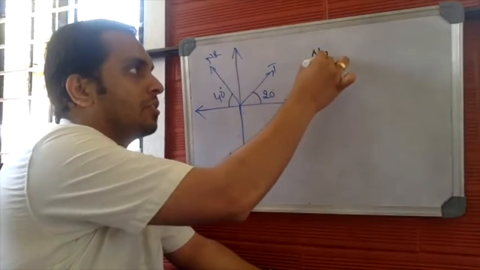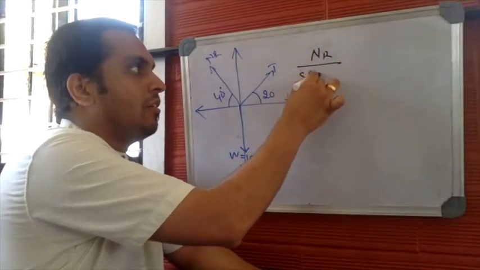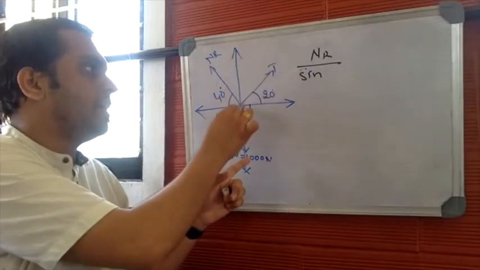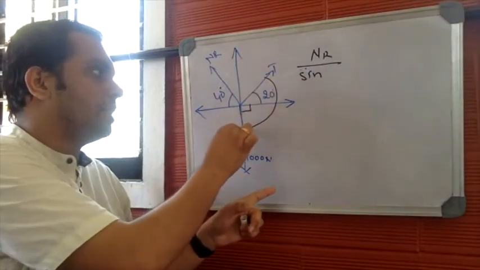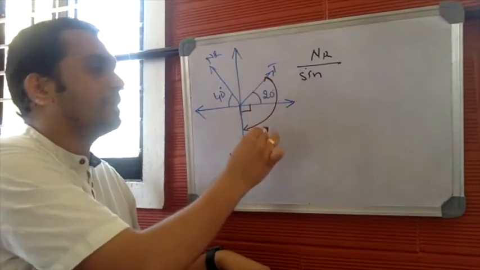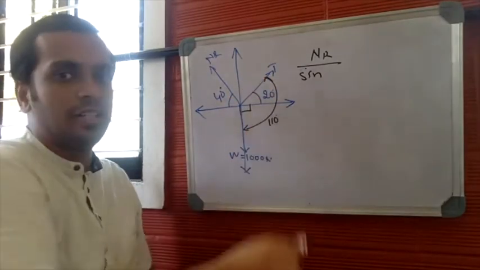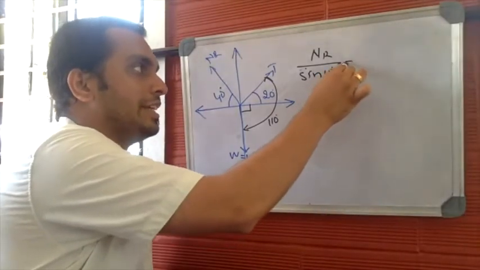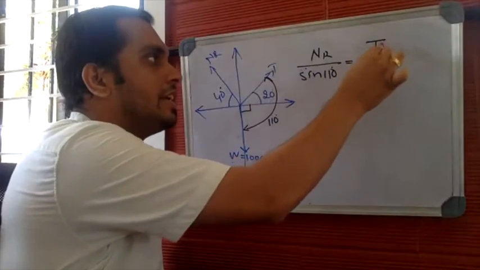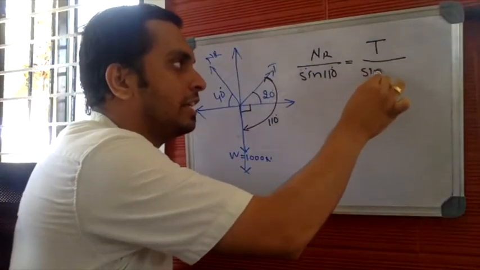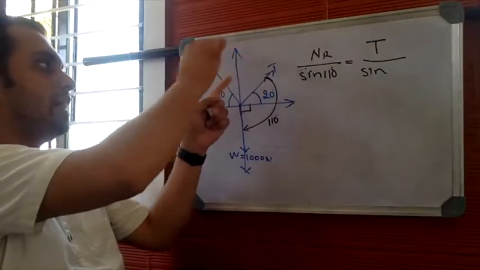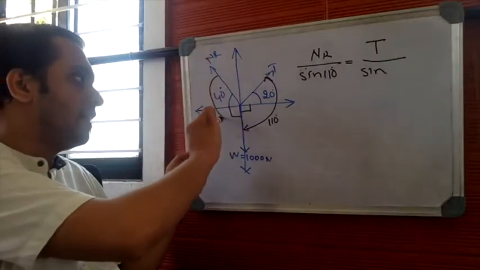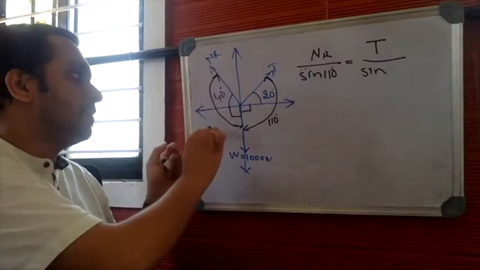NR, normal reaction, divided by sine of the angle between the other 2 forces. T and W are the other 2 forces. This is 90, this is 20. So the angle between the other 2 forces will be 90 plus 20, which is 110 degrees. So this will be sine 110, equal to T divided by sine of the angle between NR and W. This is 40, this is 90. So the total angle between NR and W will be 130.